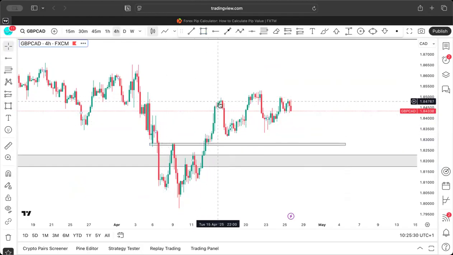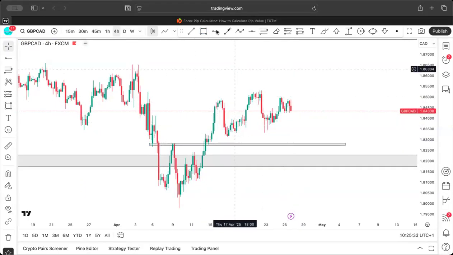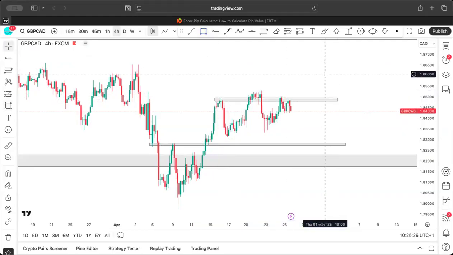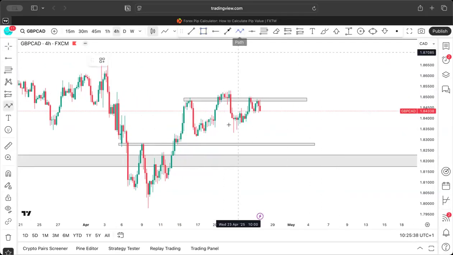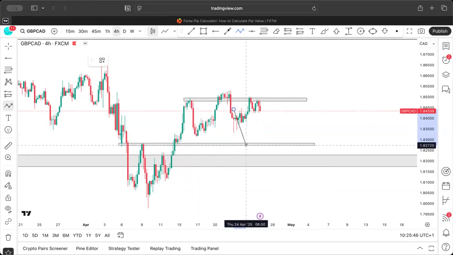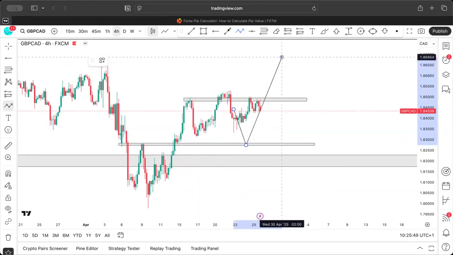Created a new high here, came back into this level. So what I want to be looking at, the two things I was waiting for GBP CAD to do, is to come back into this level. After this break, I wanted it to come back into this level. This would have been a liquidity. The market will grab this liquidity, tap into this level, and then just continue bullish.